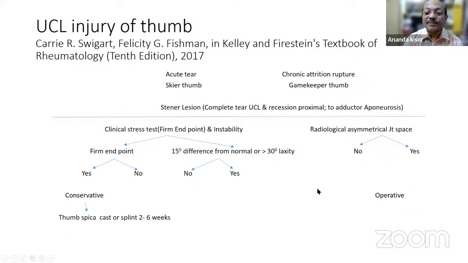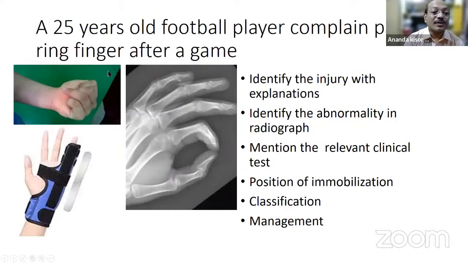So in that case, operative intervention is required. So this is the one. Next, another case is a 25-year-old football player who complains of pain in the ring finger. This is after a game. So identify the injury with explanation.